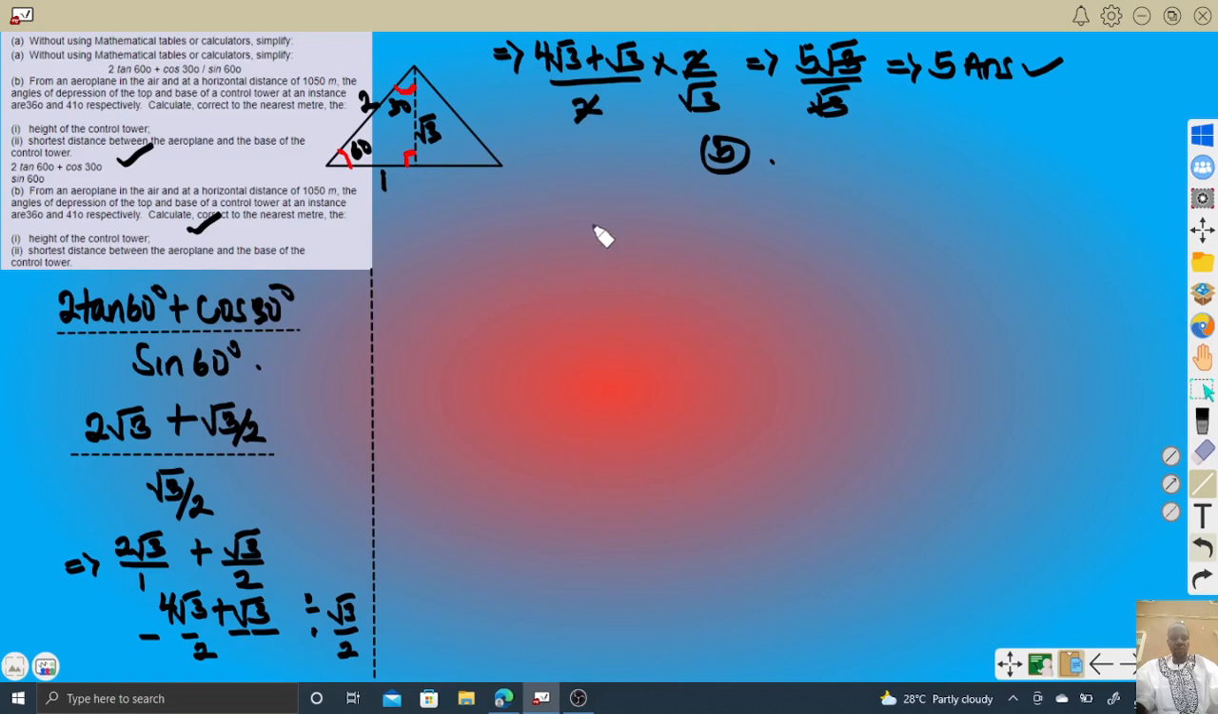The angle between the line of vision, this is the line of vision, and an object placed below it is called the angle of depression. So this is the line of vision or line of sight. The horizontal distance is 1050, and the angle of depression of the top and base: the first angle is 36, and the second angle is 41. Let's say the first angle, the top, is 36.